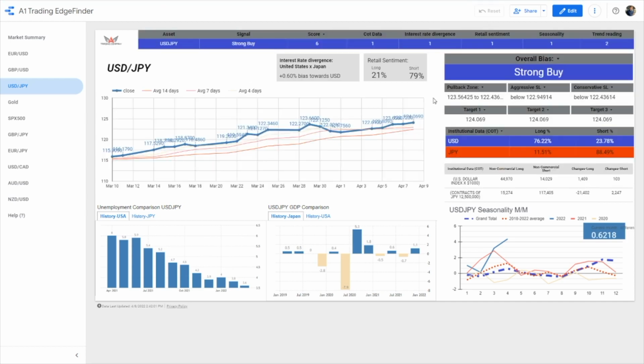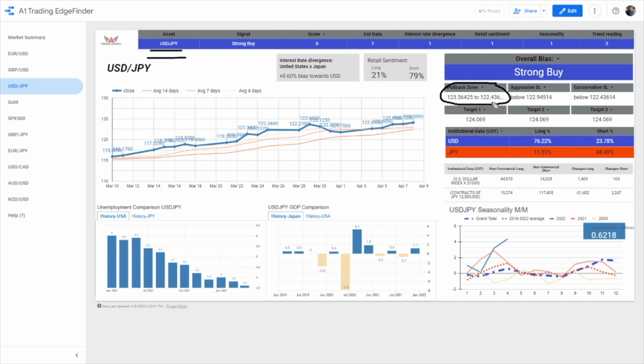And suddenly you see, well, retail sentiment is very short. We have a strong interest rate divergence, positive for the dollar. COT data telling us that the dollar is very strong relative to the Japanese yen. Seasonality telling us it's potentially a positive month. You've got historical data to look at here. And all said and done, the dollar yen is a strong potential buy. And not only that, you guys, here's the other thing. It's giving us ideas, pullback zones.